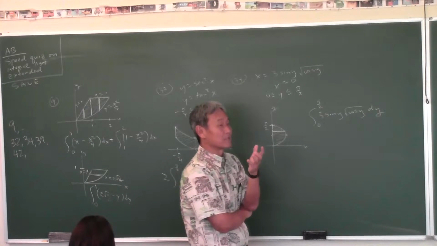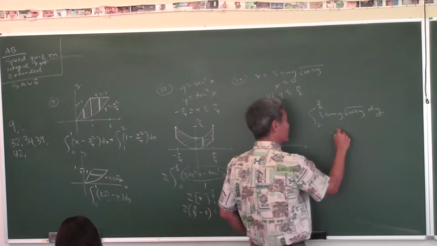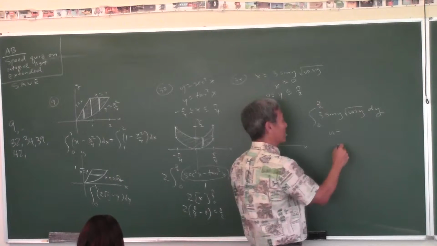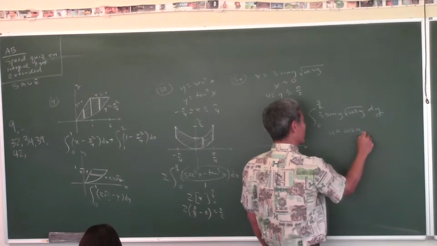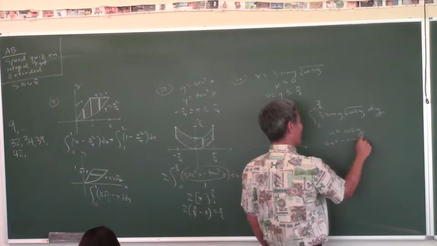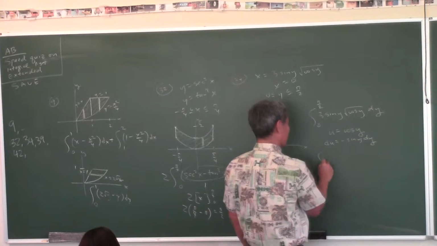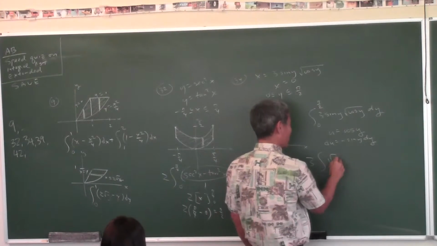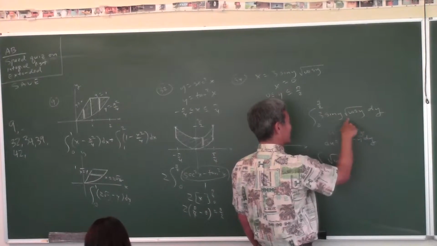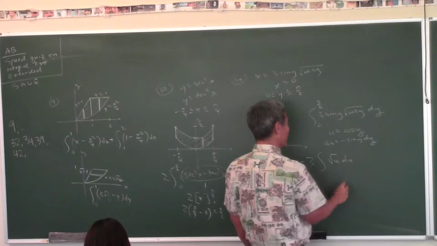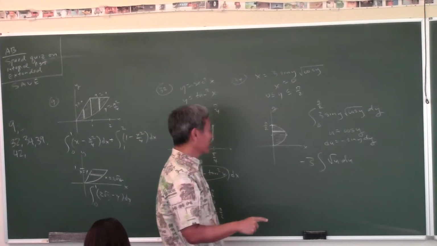Easy. U substitution. u equals cosine y. Do I have to do this or can you guys do it? No, you have to do it. I'll do it for the video. u equals cosine y, du is negative sine y dy. So this integral becomes, let's throw the 3 on the outside, radical u, and what do I substitute for sine y dy? Negative du. And what are the new limits of integration?